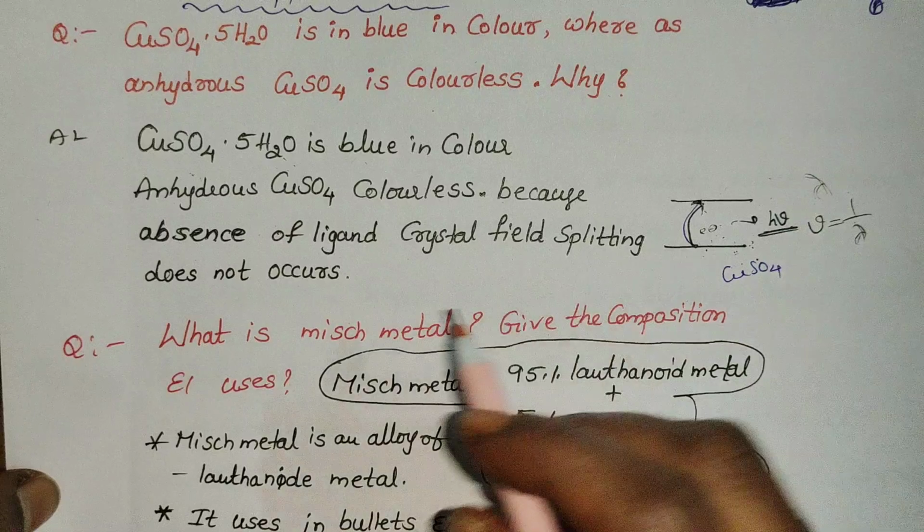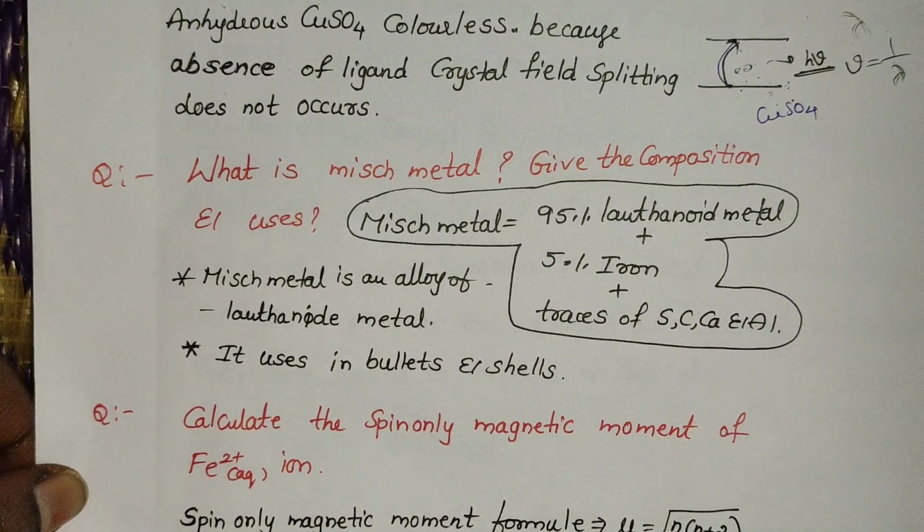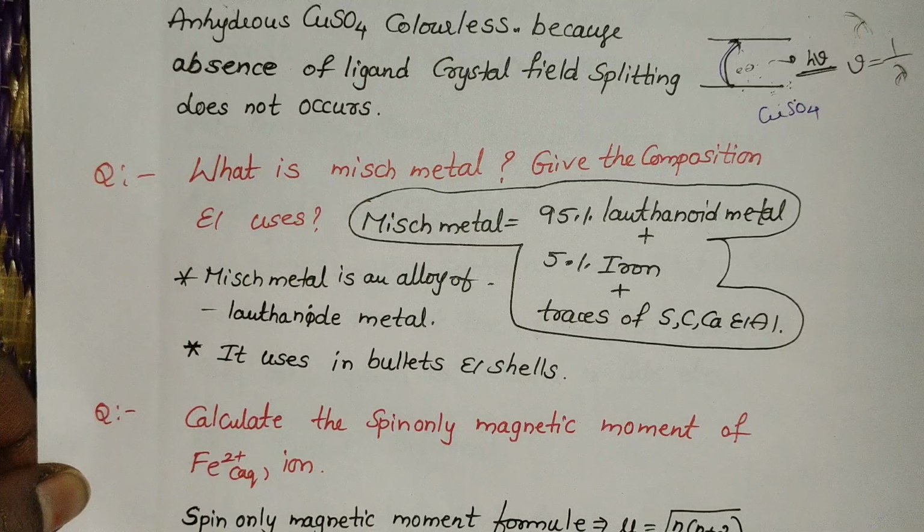Okay, so that is why it cannot exhibit the color, that's it. Okay, so next, what is mish metal? Give the composition and its uses.